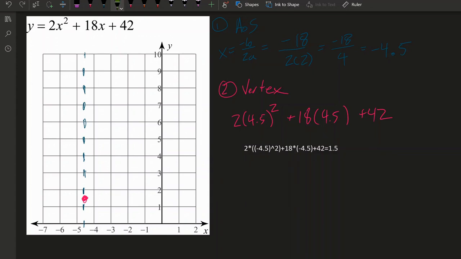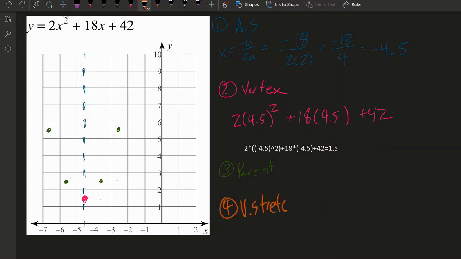Okay, step 3, draw the parent. So that means if I go right 1, which would be right there, it's going to go up 1. And if I go right 2, which would be right here, it's going to go up 1, 2, 3, 4. Like that.